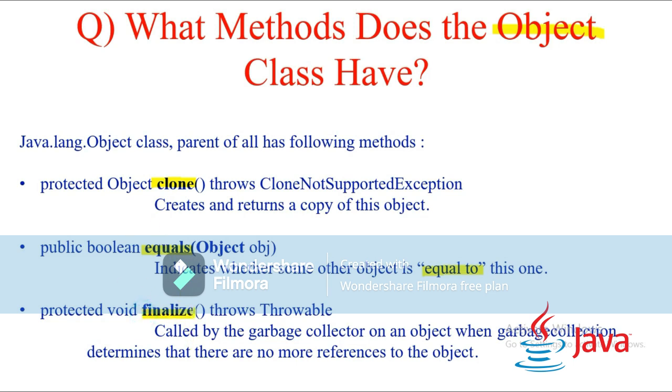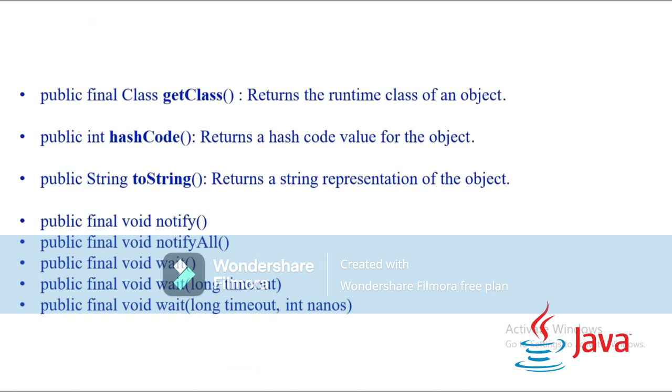The third is the finalize method. This particular method is called by the garbage collector when your object is about to be garbage collected, when there are no references to a particular object. So you have to explicitly write this finalize method if you want to do something before the garbage collector comes and collects your object. The fourth is the getClass method. It returns the runtime class of an object. Then hashCode returns the hash code value of the particular object. The toString is nothing but a string representation of that object. Currently it will contain the hash code, something like that.